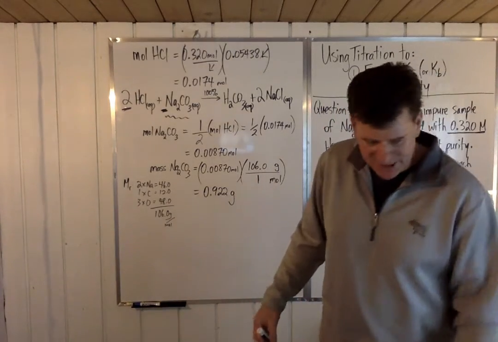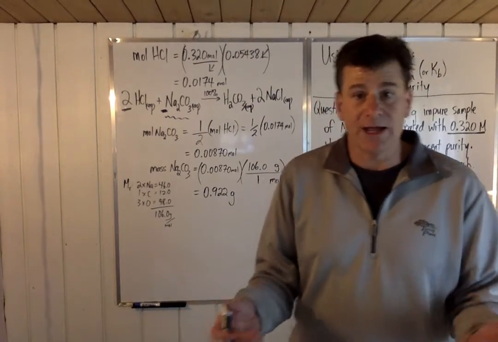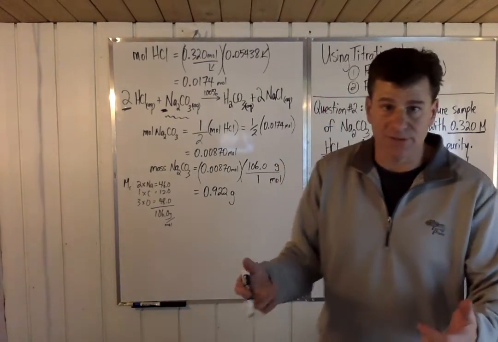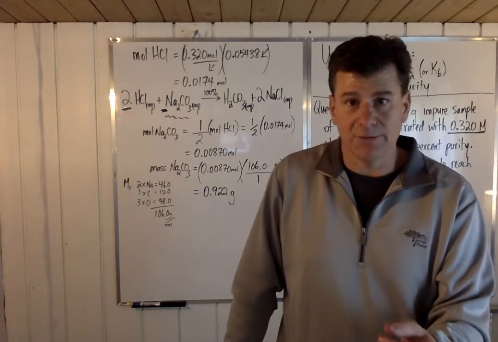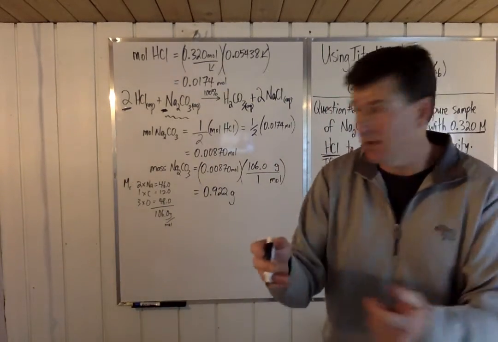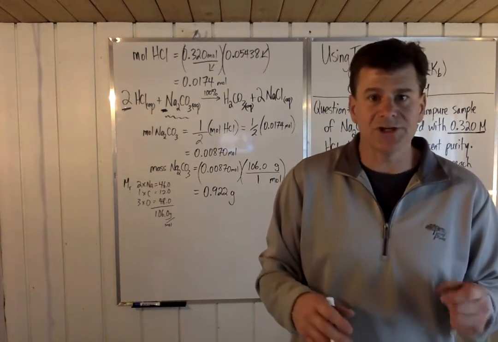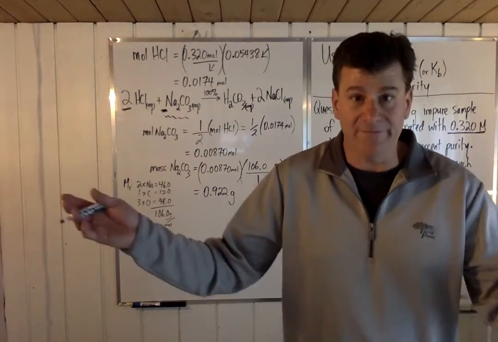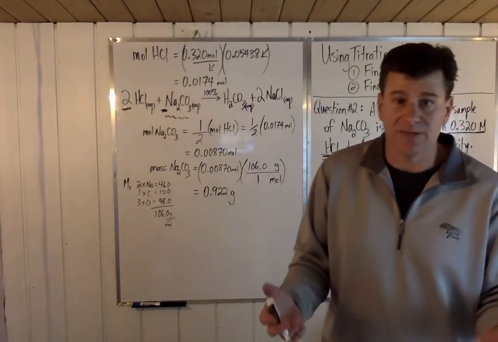Now the percent composition: the impure sample was 0.960 grams. Of that 0.960 grams, 0.922 of it was pure Na2CO3. The remaining, what is that, 0.038 grams, so not very much, is impure whatever. Who knows what it is, right? No one ever cares. It's not reacting with the HCl.